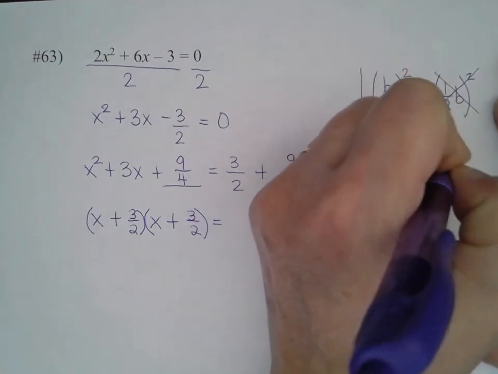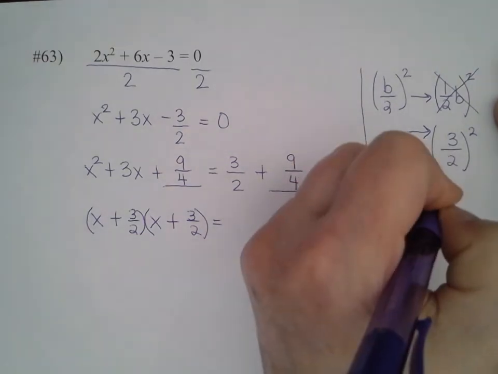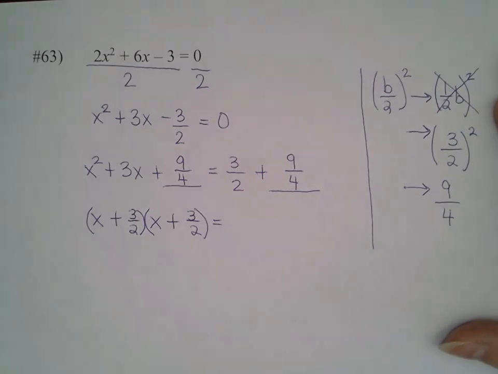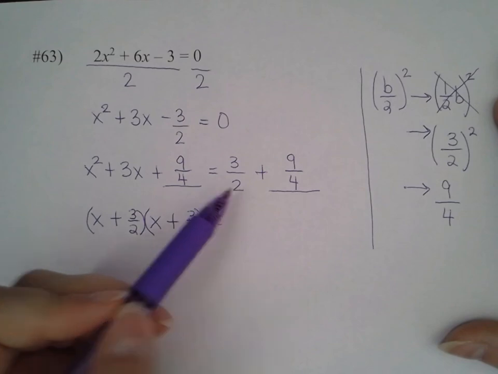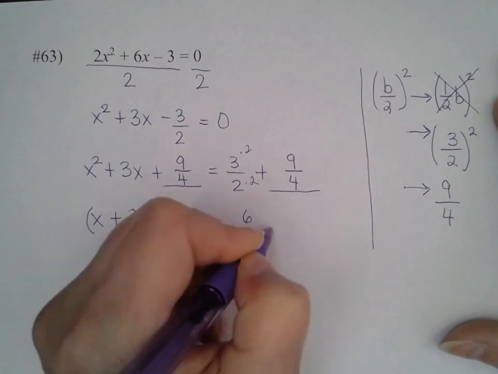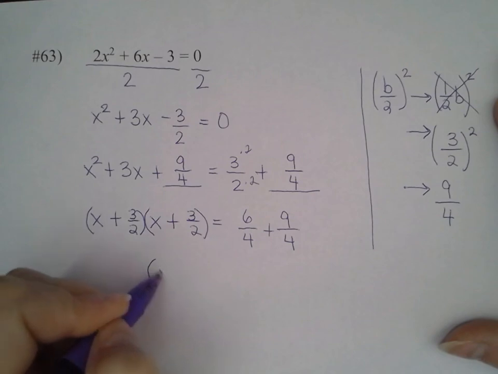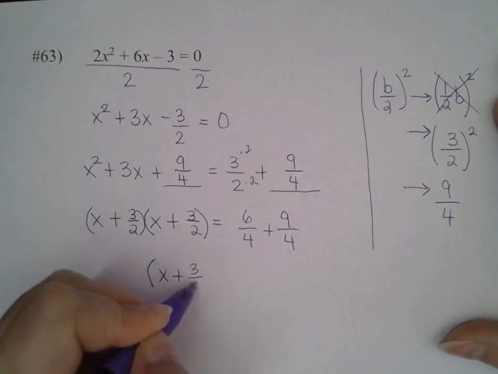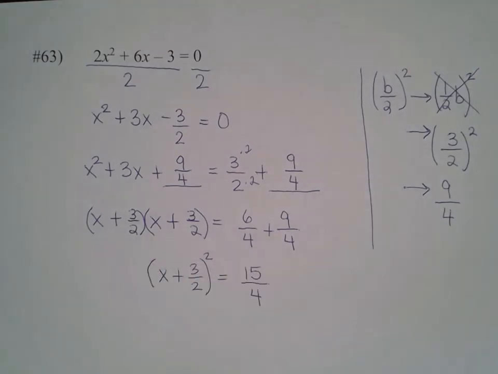So 3 over 2 squared would be 9/4. Okay, if I want to add these together, I need them both to be fourths. So I would need to multiply top and bottom by 2 here. And then I'd really like to write this as a square. Okay, so we have successfully completed the square.